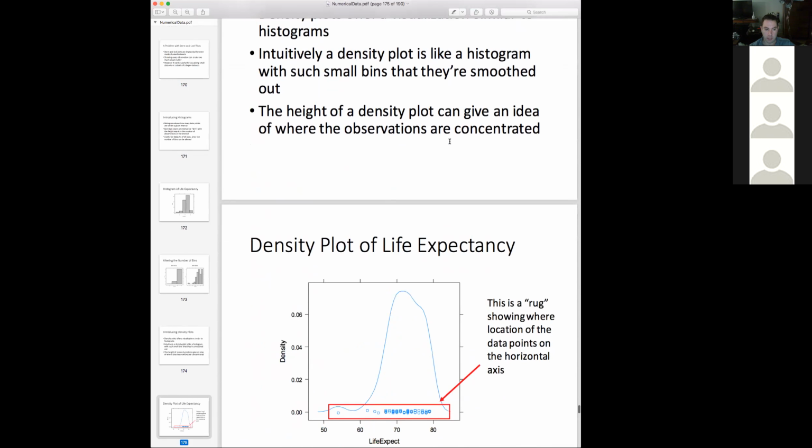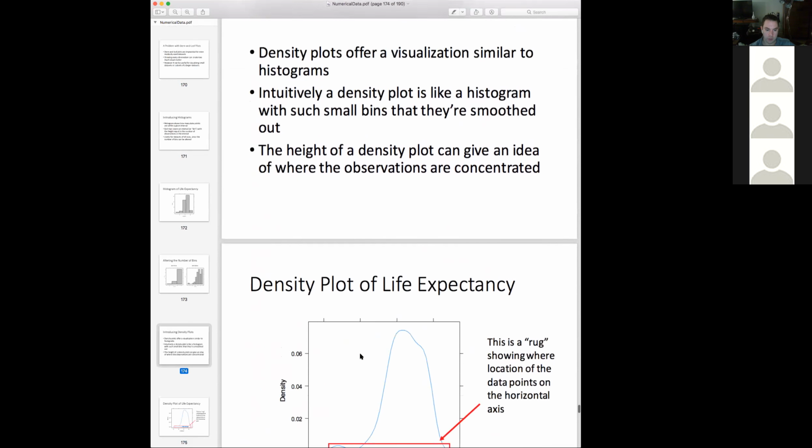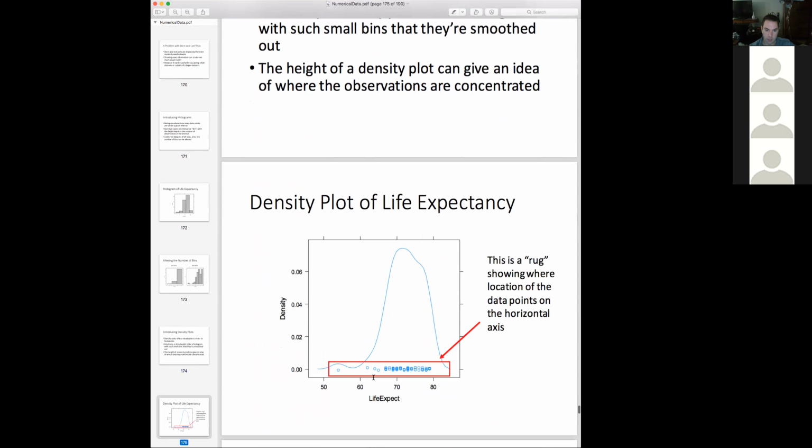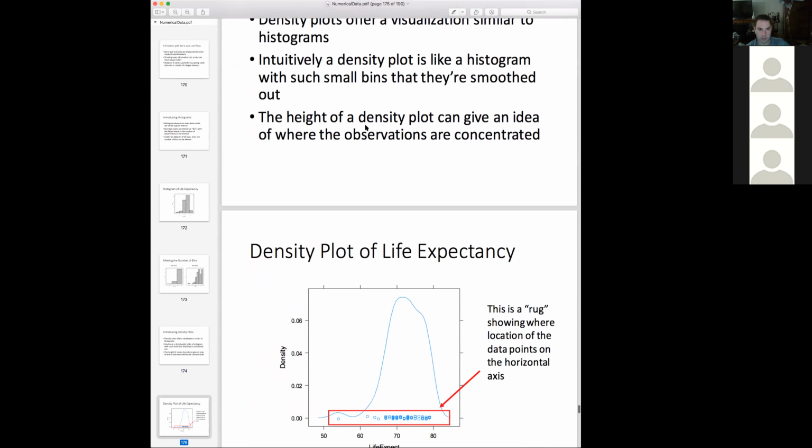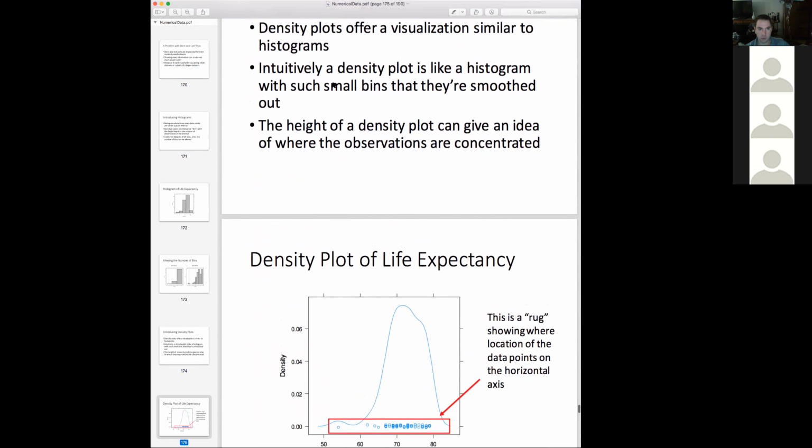We can also look at a density plot, and the density plot will show us what the density of the same data is, and this is life expectancy. It might give you a little bit more resolution as far as looking at these curves, as opposed to having those bars like you had earlier, so you can actually see the smoothness in the data.